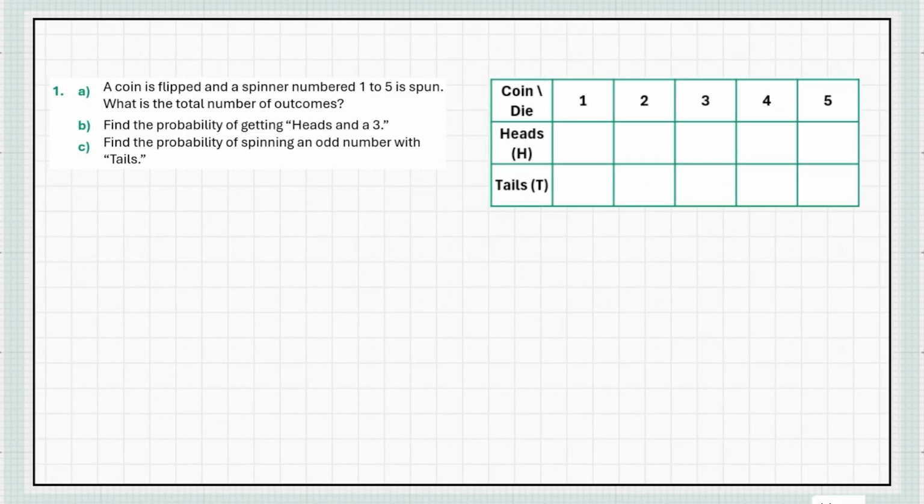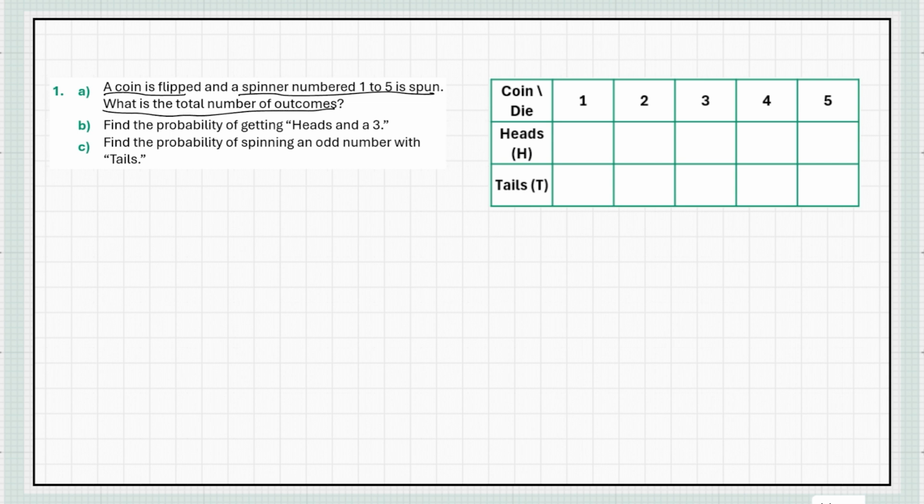Alright, welcome back. So now that we've looked at how we can calculate the sample space from two independent events, we can now look at working out the probability of these particular events, or an event within that, or an outcome. So let's look at the first one. A coin is flipped and a spinner numbered 1 to 5 is spun. What is the total number of outcomes?